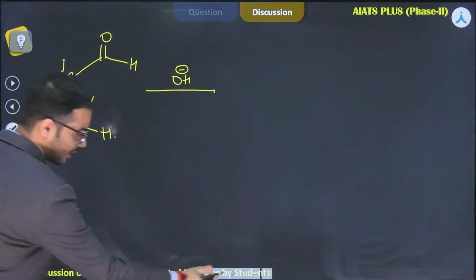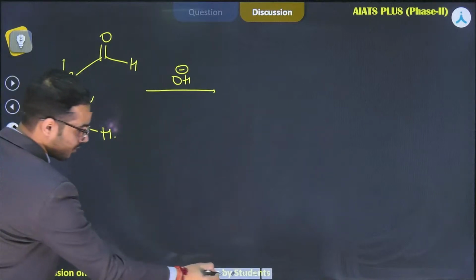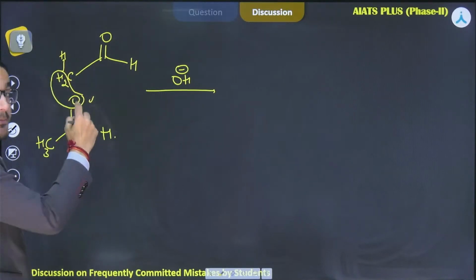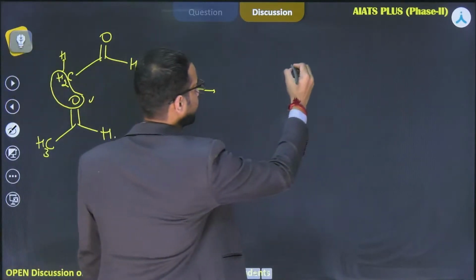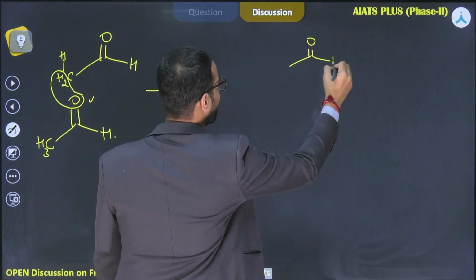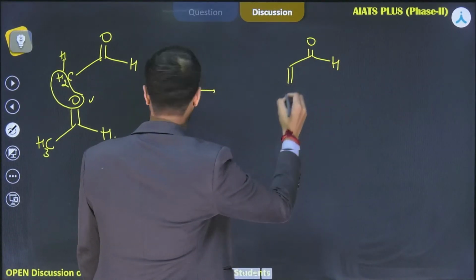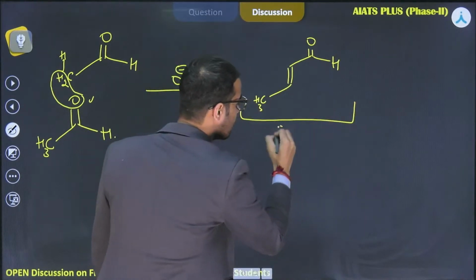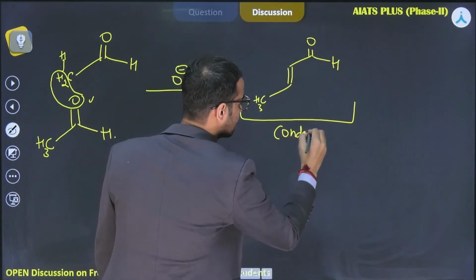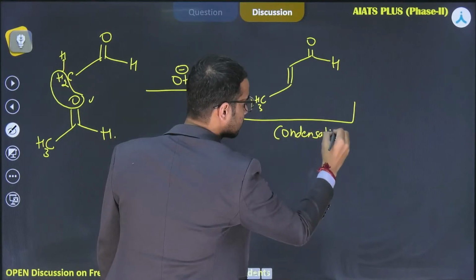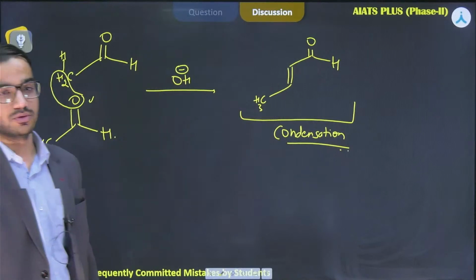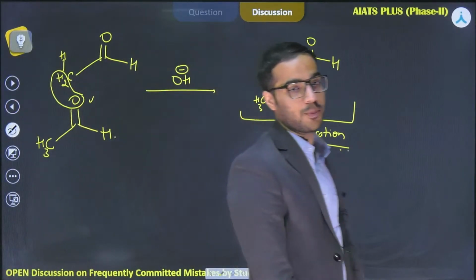There will be the 2 hydrogens, 1 over here. These 2 hydrogens will remove an oxygen, and you will get C double bond O, double bond CH3. This is the final condensation product. I hope this is clear to you all.